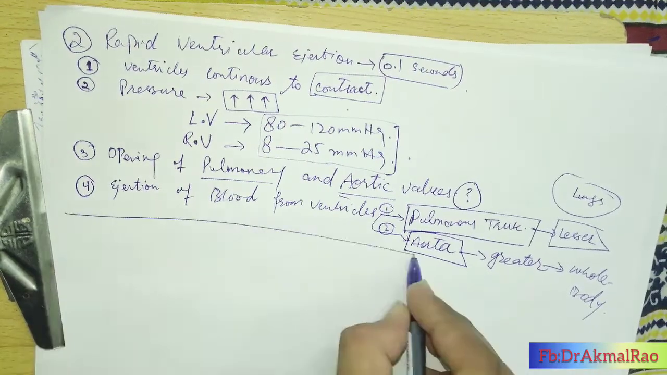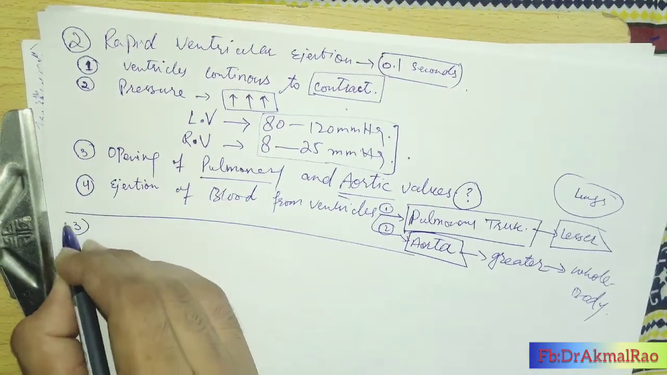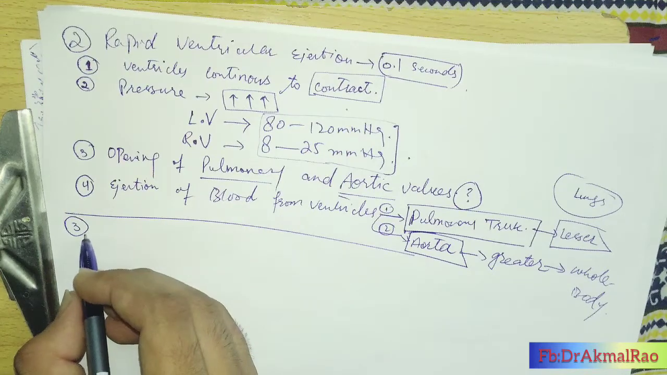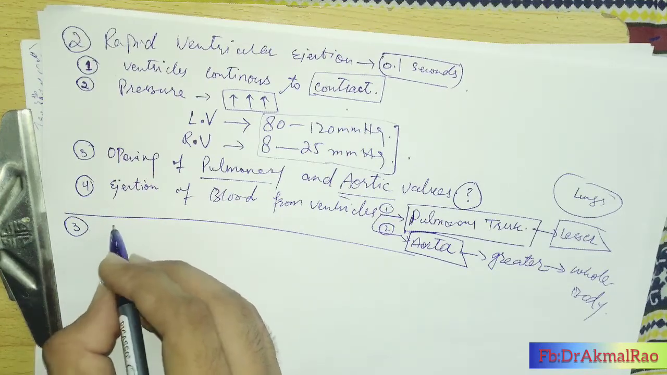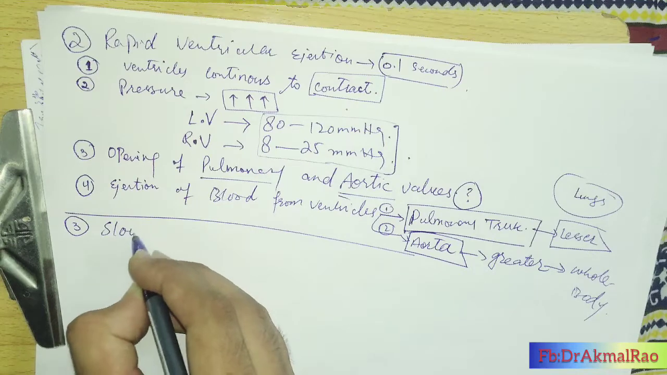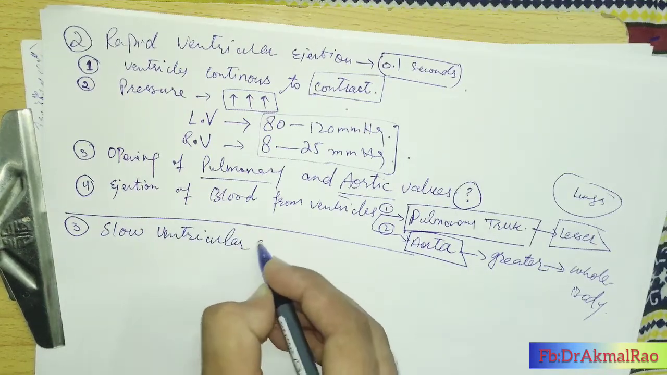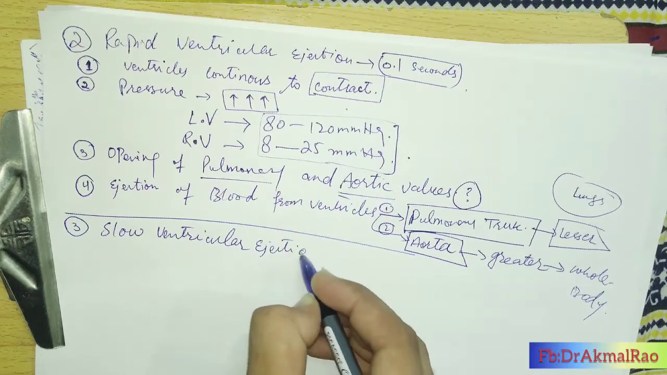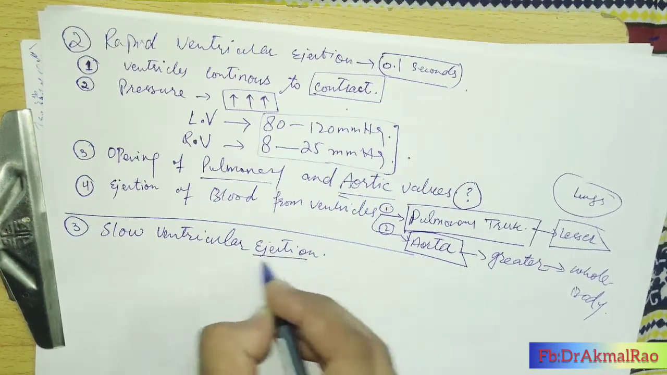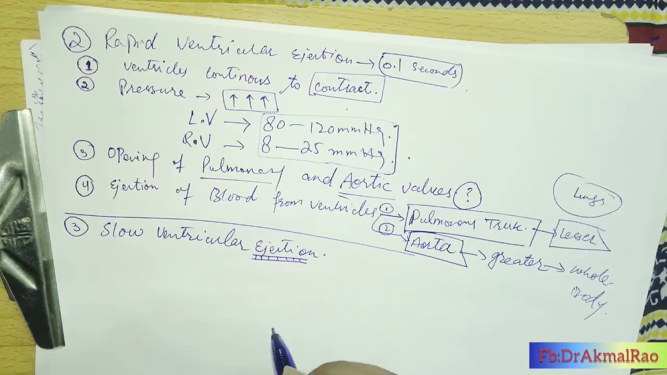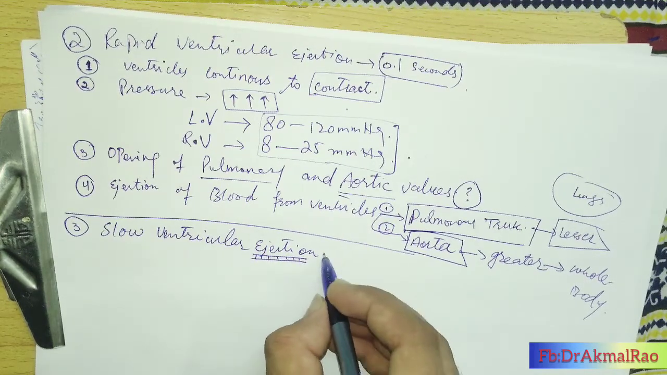Okay, our third subphase of the systolic phase, that was slow ventricular ejection. Still it is ejection. It means in this phase also the blood will eject and the blood will go out.